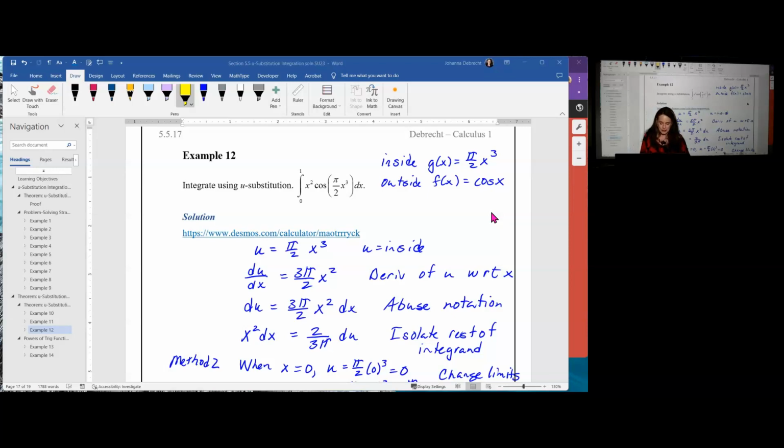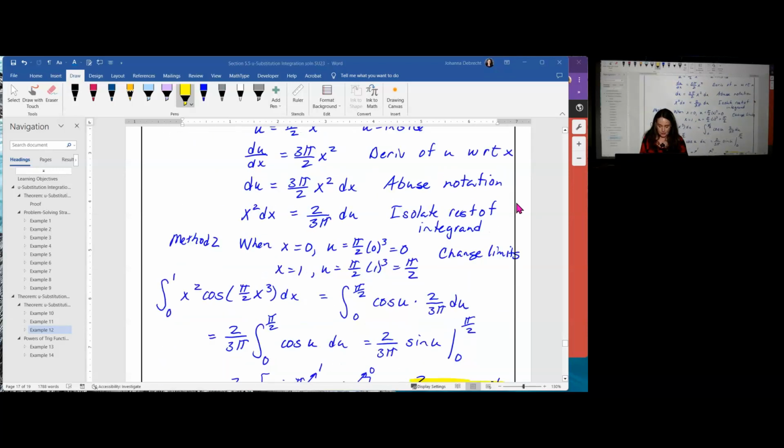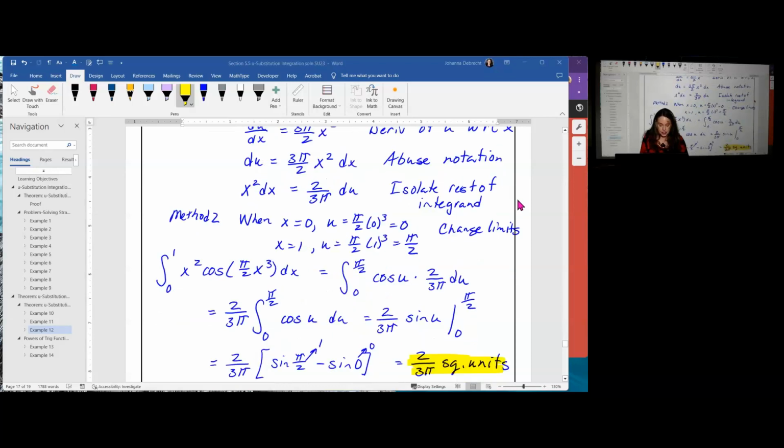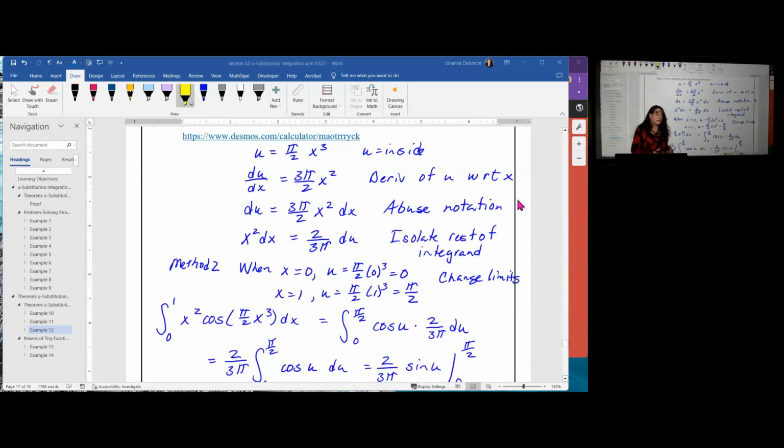Now, I know that you have a choice, but I'm trying to push you towards method 2. I'm going to use method 2 to solve the rest of this problem. That means that I need to change my limits of integration. I'm using the definition of u as pi over 2 x cubed. When x is 0, u becomes 0. And when x is 1, u becomes pi over 2.